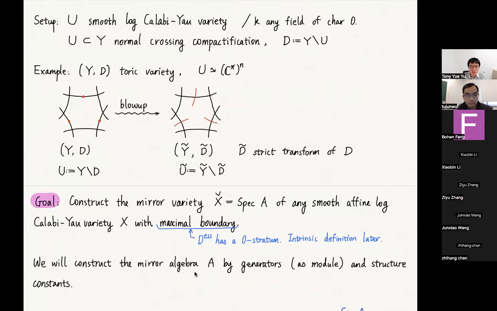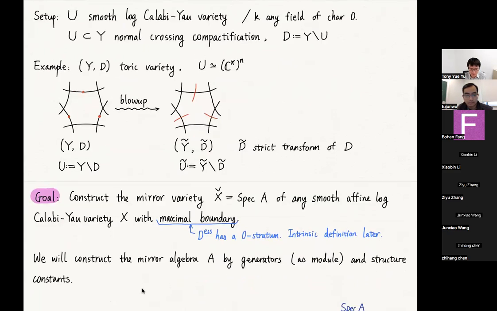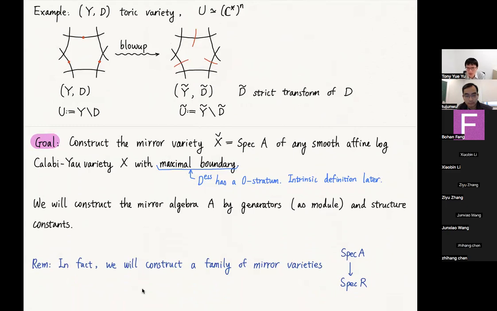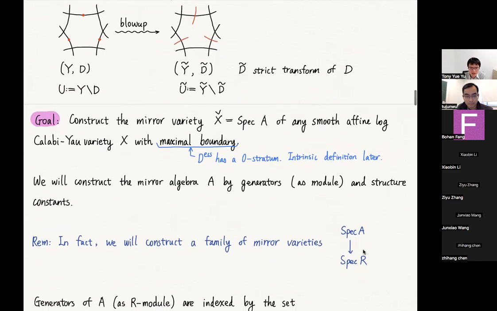So now we will construct the mirror algebra A by generators and structure constants. As I just mentioned to Junwu, in fact, we will not just construct one algebra, or one variety, we will construct a family. That's also how mirror symmetry works all the time. We need to consider a mirror family. And here, instead of just one algebra, we will construct a family. So we will have a family Spec A over Spec R. R is our base, and this A will be an R-algebra. Okay, so first let me explain.